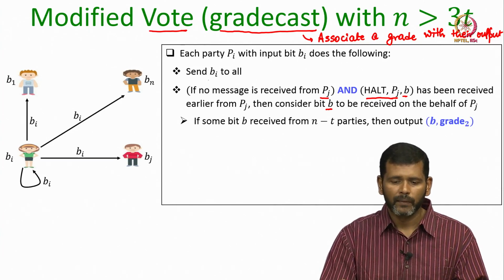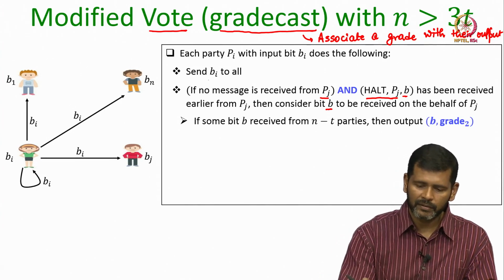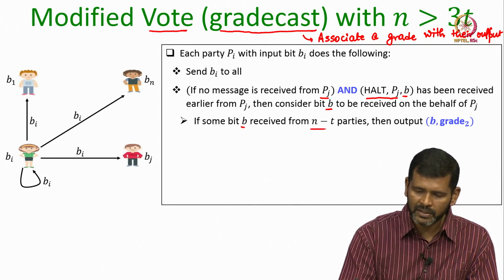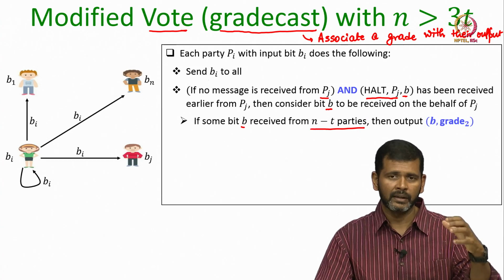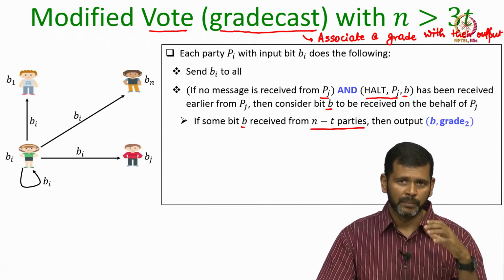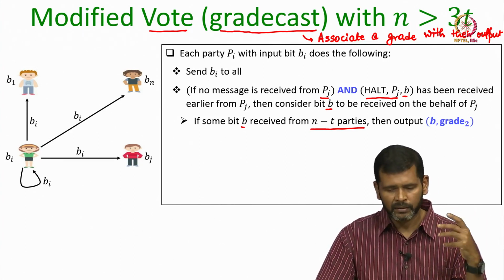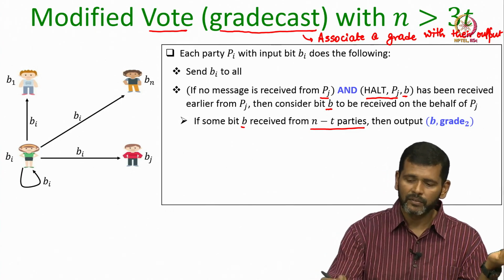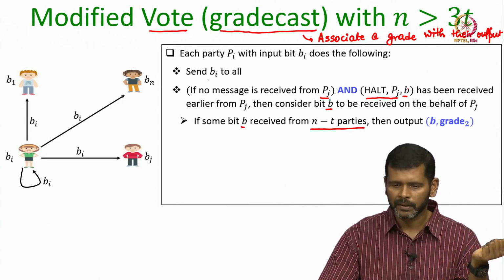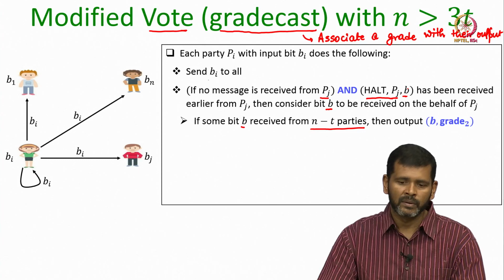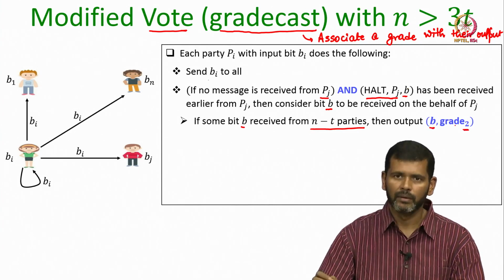Now, the decision rule. Every party pi will decide its output as follows. It will check whether any bit b is received at least n minus t times, either physically or virtually. When I say physically, that means indeed that party has sent a message b with or without halting instruction, and possibly including from other parties who have halted in previous invocations of the Gradecast. So, if there are total n minus t copies of the bit b, then output that bit with the highest grade, full confidence.